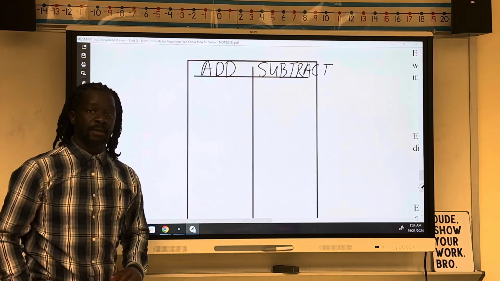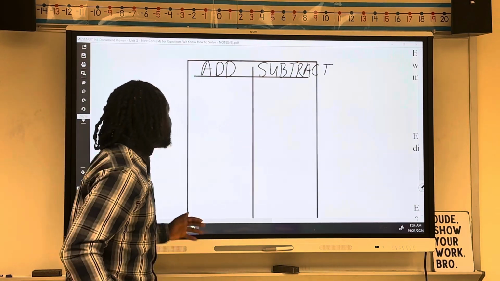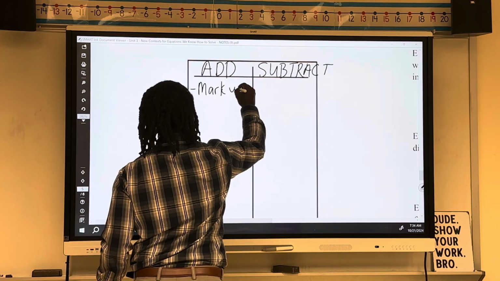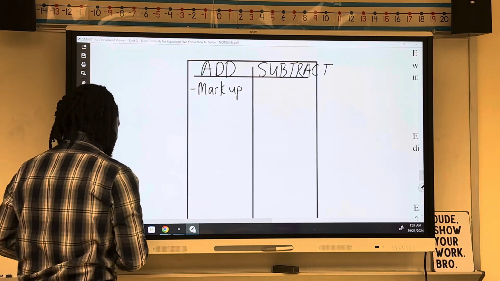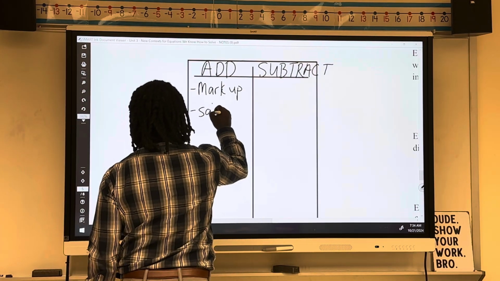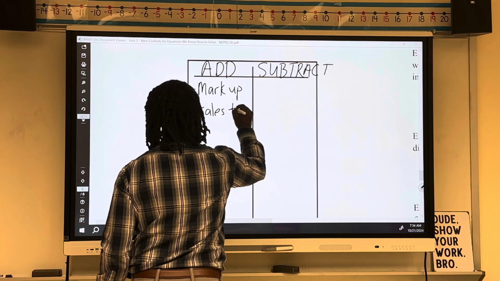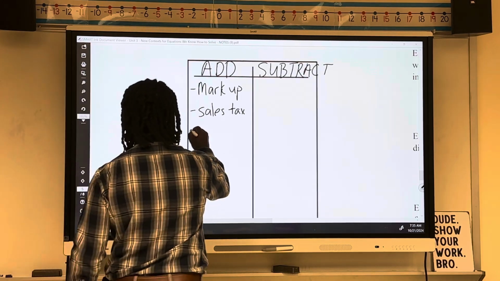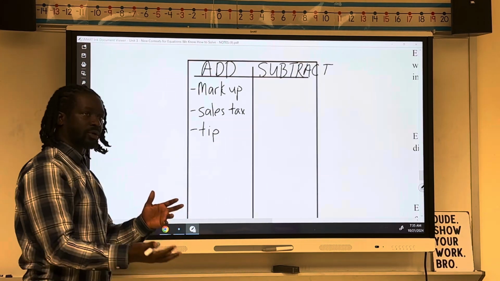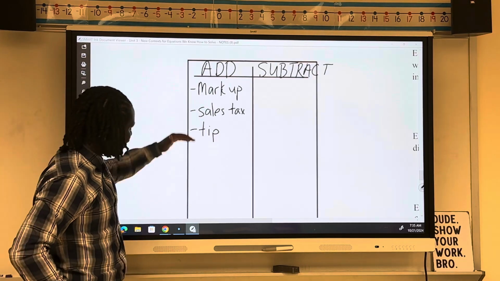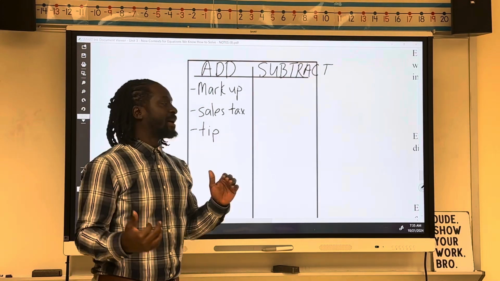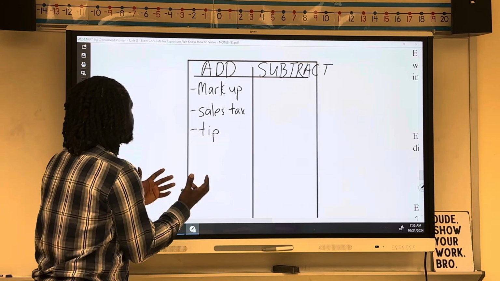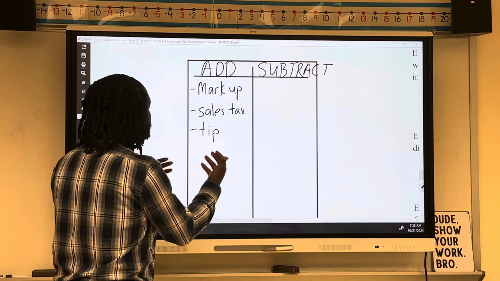Again, I'm finding the total at the end. If it is a problem that involves a markup, and I'm looking for the total after the markup, then I'm going to add it. If it is talking about sales tax, and it's talking about the amount after the sales tax, then I'm going to include it. I'm going to add it. If it talks about the total after the tip, these are our key words. These key words indicate that you need to add whatever that percent was once you multiplied the percent times the subtotal.